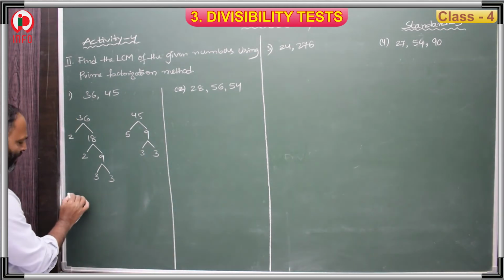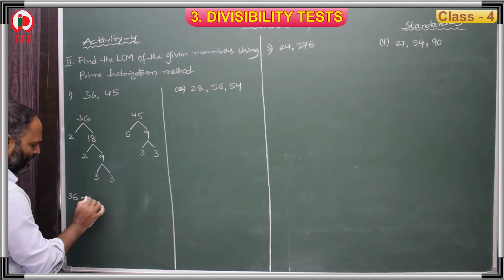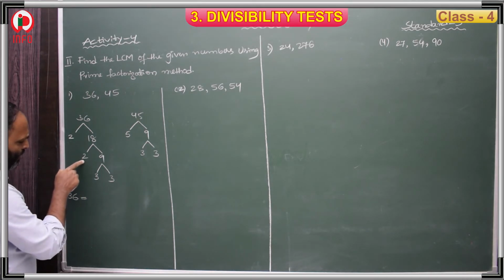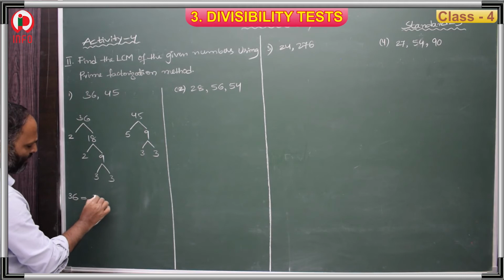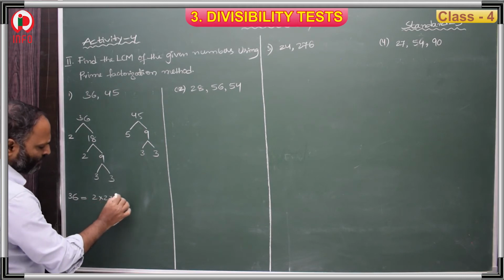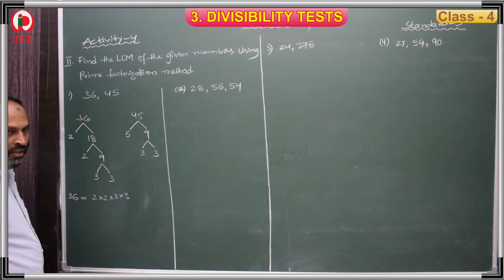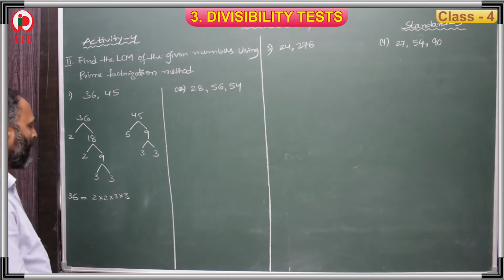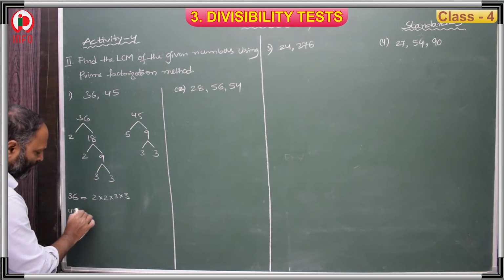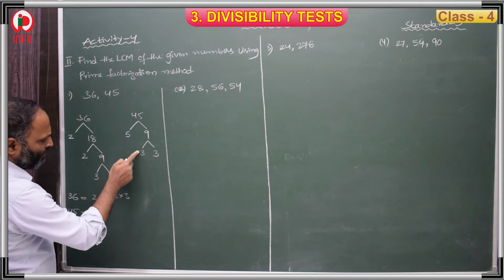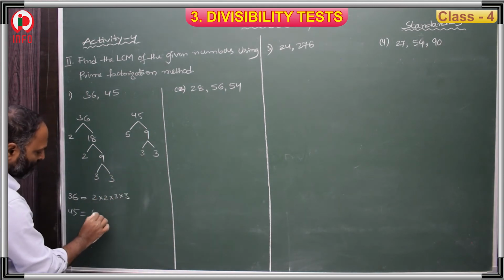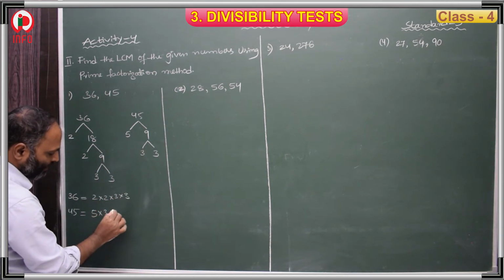Then the prime factors of 36 are 2 into 2 into 3 into 3. Now take 45: its prime factors are 5 into 3 into 3.